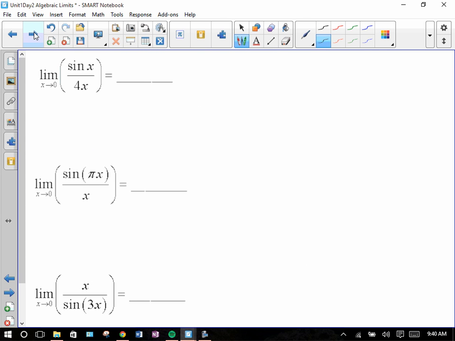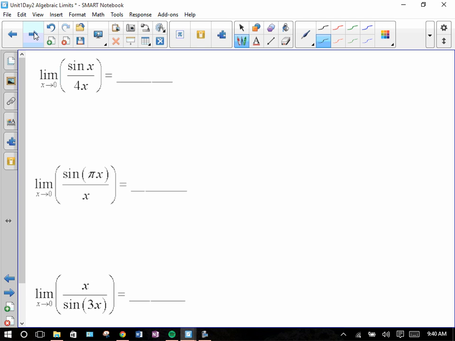So we're going to start at the top. These are actually using the properties and the idea that you guys now have memorized, the limit of sine x over x as x approaches 0, and the limit as x approaches 0 of x over sine x. Alright. So we're using those two limits and the properties to figure out these limits.